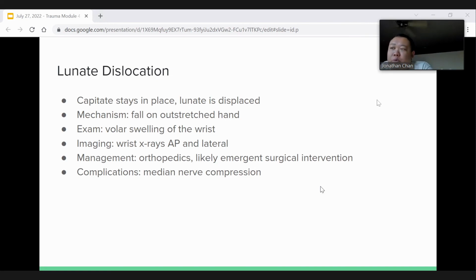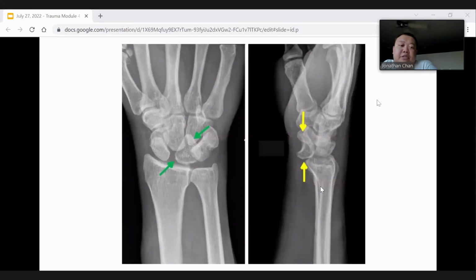Imaging is the same. You would want wrist x-rays, AP and lateral. And for management, you want orthopedics for an emergent surgical intervention. The complications here include a possible median nerve compression as well, so similar to the perilunate dislocation. And here's some x-rays here.